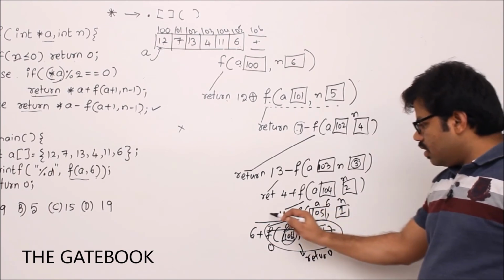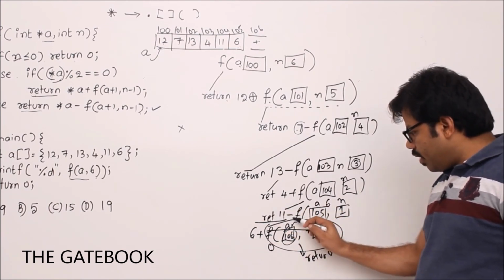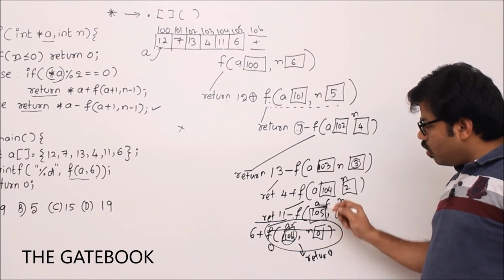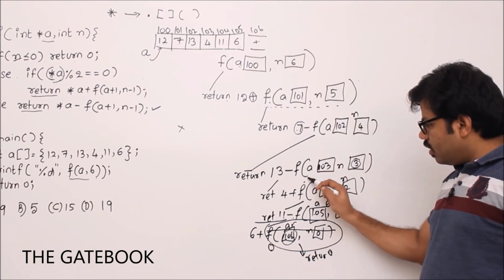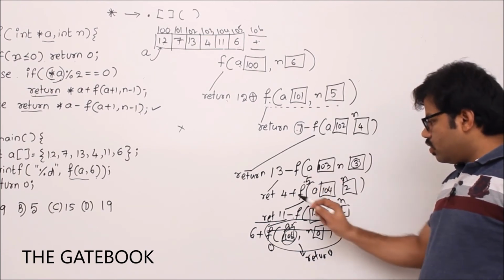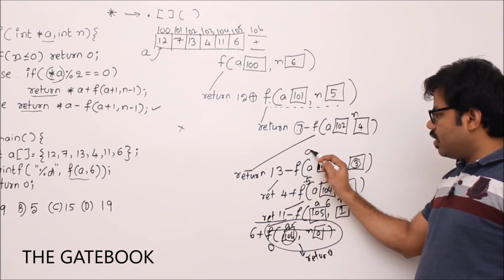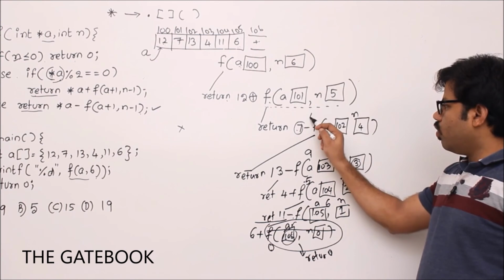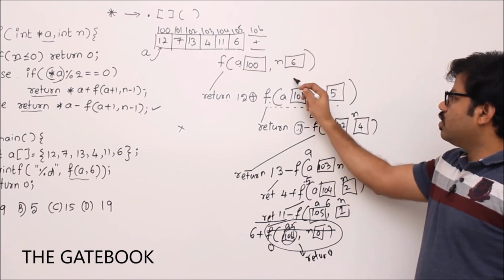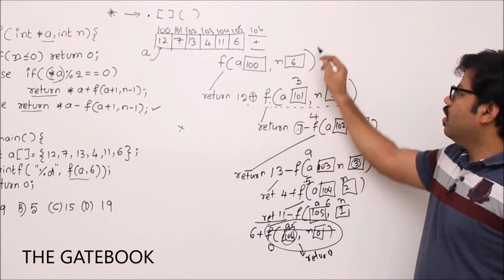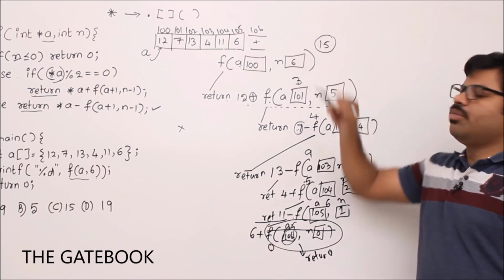Now, did you remember? We are going to return here 11 minus 6, that is 5, to whom? To the one who called this method. Then return 5. So the next line is return 4 plus 5, 9. 9 will be returned here. 13 minus 9, 4. 7 minus 4, 3. So 12 plus 3, 15. In that way, finally 15 will be returned.